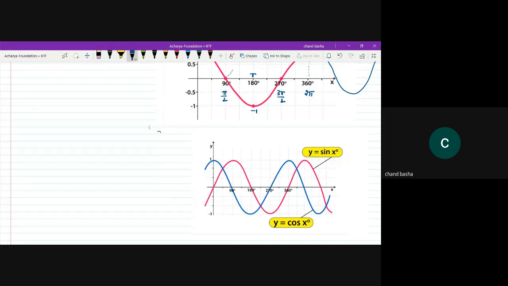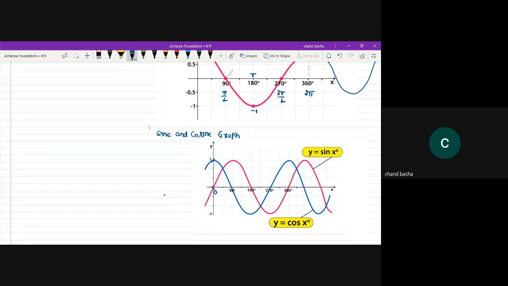Sine and cosine graph. Now you can see the difference between these two. The sine graph starts from 0. Let's see, it is 0. But the cos graph starts from 1. This is the cos graph, starting from 1. One starts from 0 and the other starts from 1.